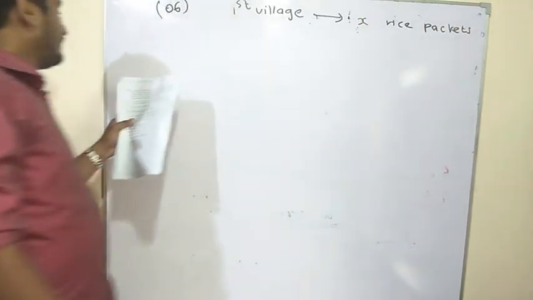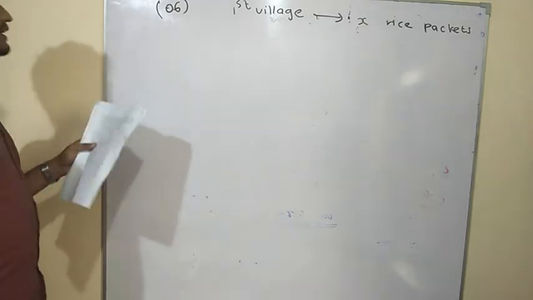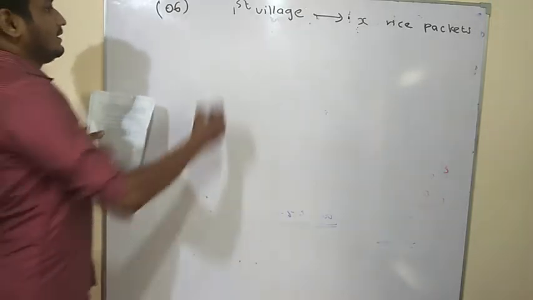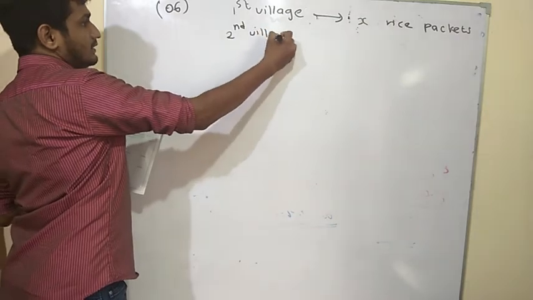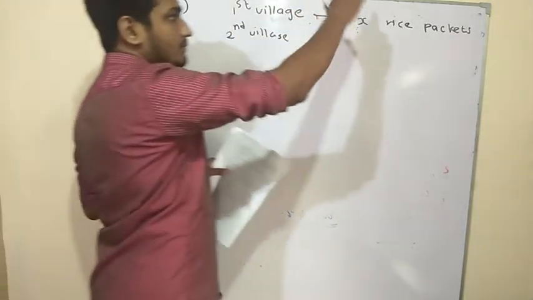Another village prepared twice the number of rice packets prepared by the above village. Now there's another village, we will name it the second village. The first village prepared X number of rice packets.